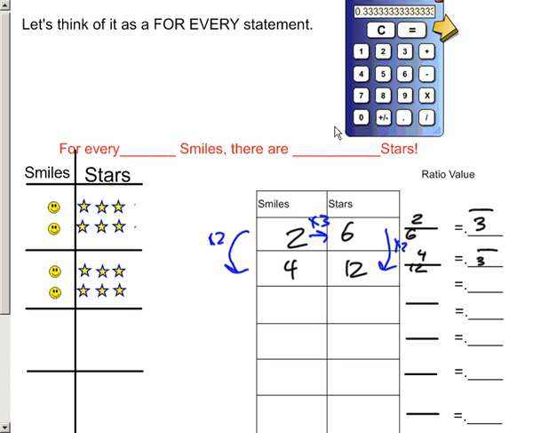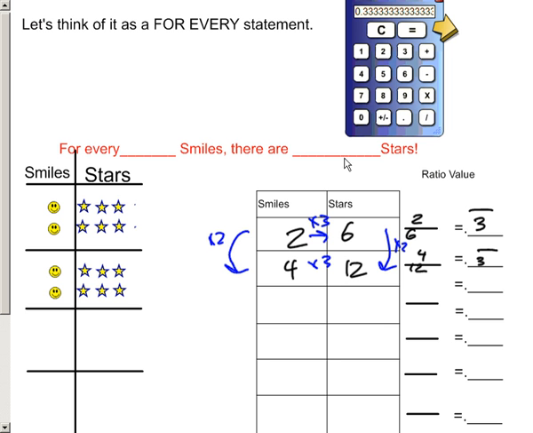So you can see the relationship here also is the number of stars is always 3 times the number of smiles. So that's another way to figure out values on the table: if you know 1, and you see the relationship is times 3, you can just multiply by 3.